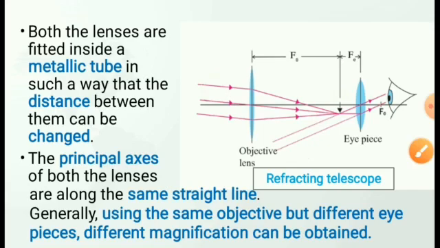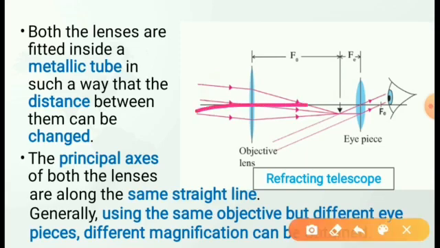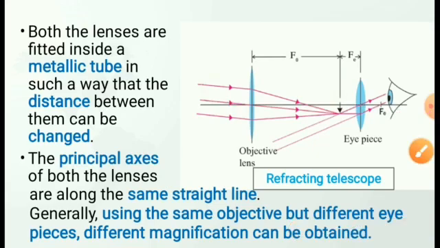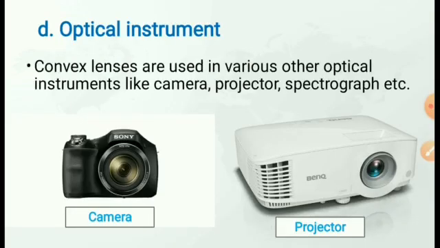Both the lenses are fitted inside a metallic tube in such a way that the distance between them can be changed. The principal axes of both the lenses are along the same straight line as shown here in this picture. Generally, using the same objective but different eyepieces, different magnification can be obtained. Optical instruments: convex lenses are used in various other optical instruments like camera, projector, spectrograph, etc. Here the picture of a camera and projector is being shown.